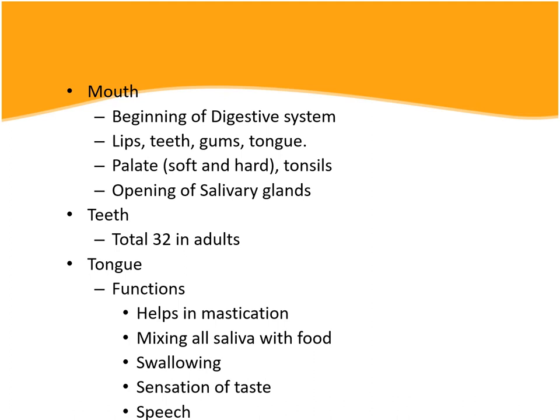Now, saliva is the liquid which is continuously secreted in our mouth through the salivary glands. There are three pairs of salivary glands which produce saliva throughout the day, and this saliva mixes with the food. Of course, with the help of the tongue, the food is mixed with the saliva, and the other function of the tongue is to help in the process of swallowing, for the sensation of taste, and also in the function of speech.